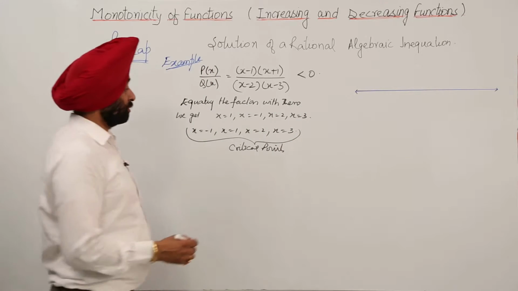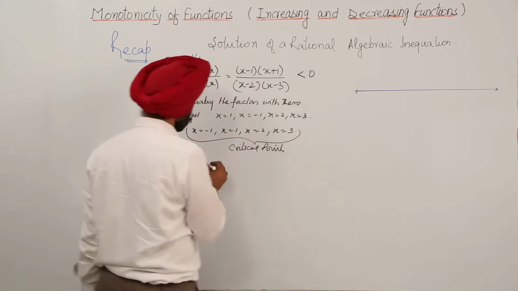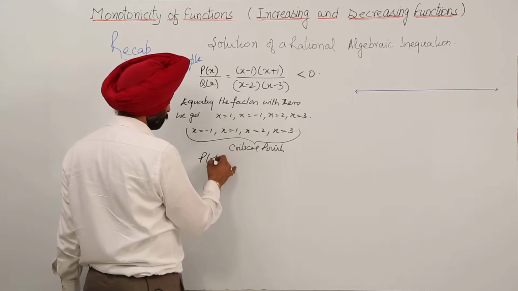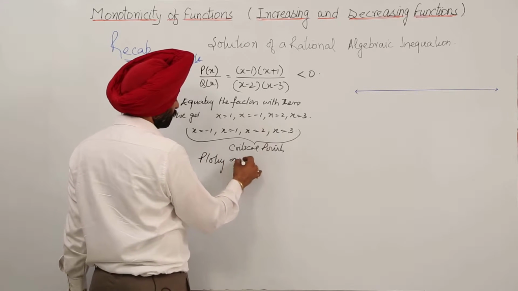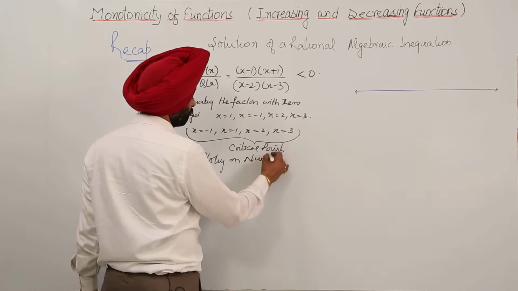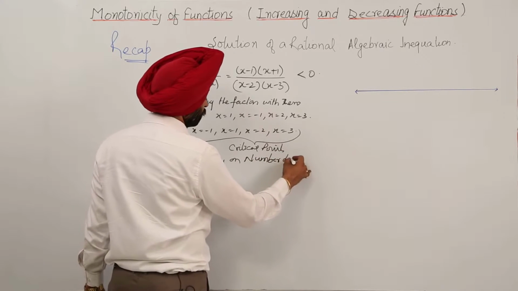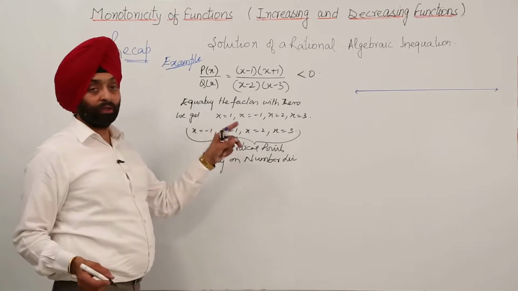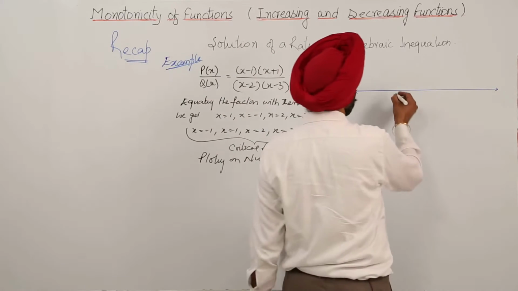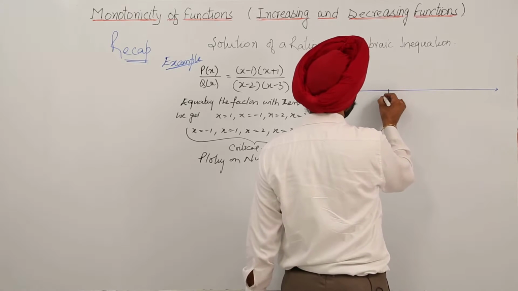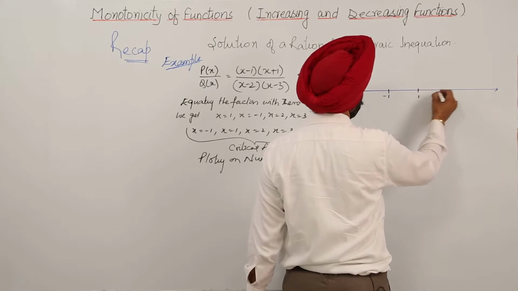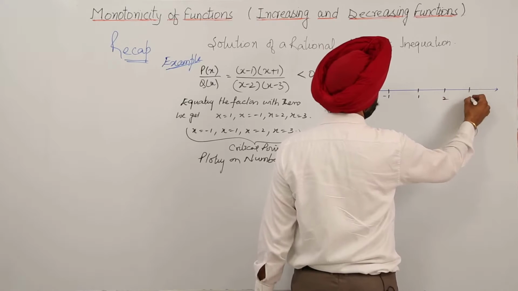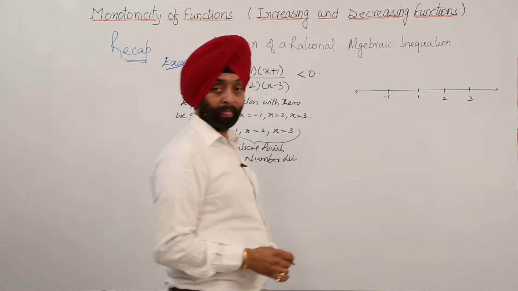Now let's plot it on the number line. Plotting on number line. Now here we are having a number line. We have to plot minus 1, 1, 2 and 3. Now we are having minus 1, 1, 2 and 3.